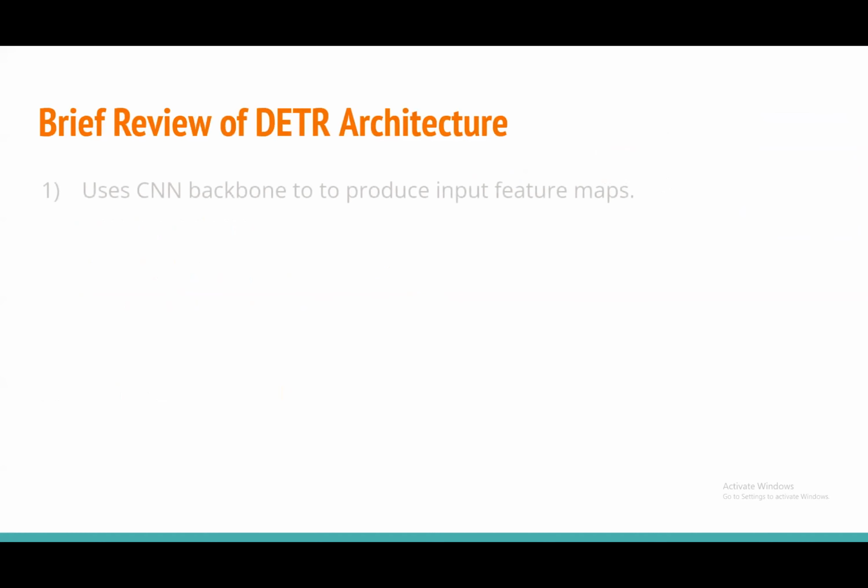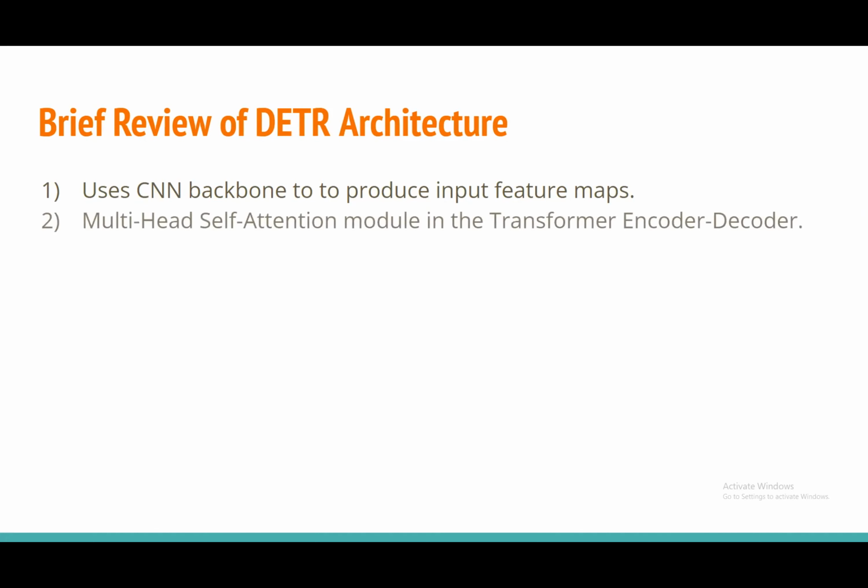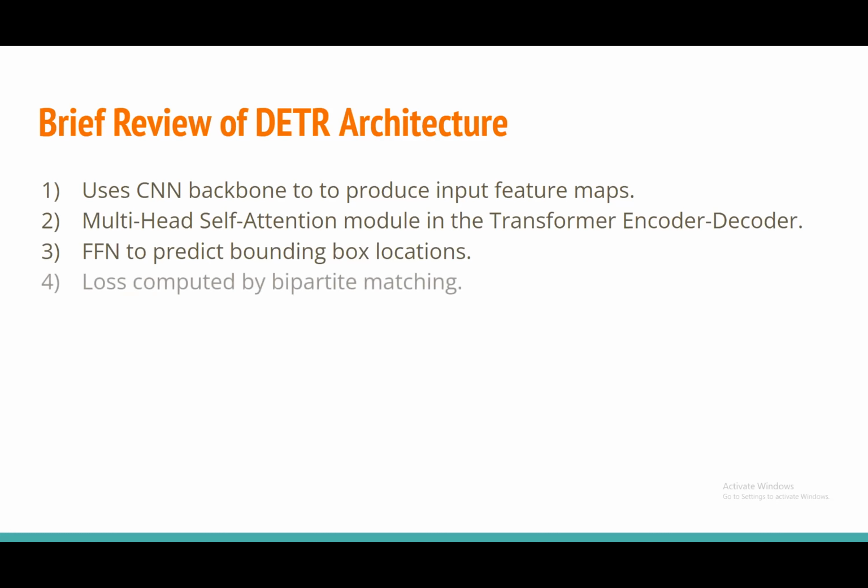Briefly to review the DETR architecture, in case you need to remember: first, it uses a CNN backbone to produce the input feature maps. Second, it uses multi-head self-attention modules in the transformer encoder-decoder. Third, it uses the FFN to predict the bounding box locations. And fourth, it uses the loss computed by bipartite matching. In our paper, the second point is the one we are replacing with a novel idea in order to improve the results of DETR.